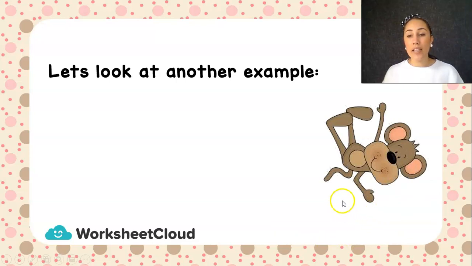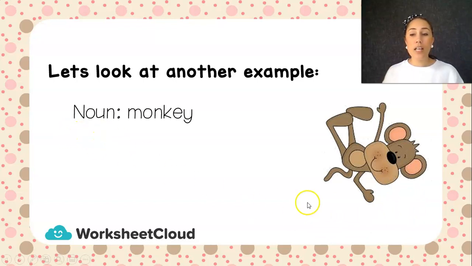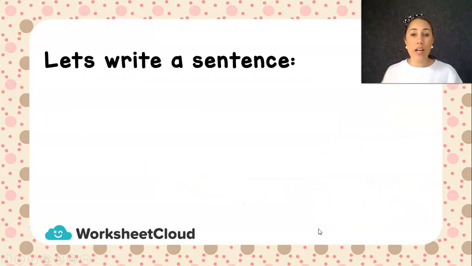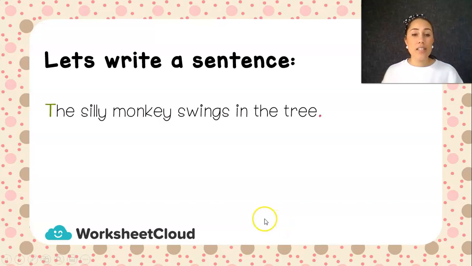Here we've got a little monkey. And remember we said a person, place, or a thing. So our noun is going to be monkey. And now our adjective is going to describe this monkey. So we can either say the upside down monkey, or the brown monkey, or the silly monkey, because he looks like he's swinging. The swinging monkey as well. So our noun is what we can see, and our adjective tells us more about our noun. So let's write that in a sentence. The silly monkey swings in the tree.